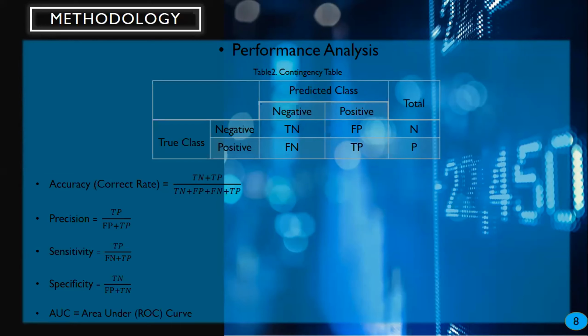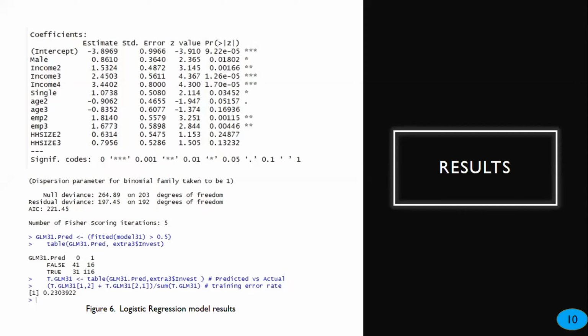So we have a short description about the performance analysis of these classification methods. As you may know, we define accuracy, precision, sensitivity, specificity, and area under curve as in these slides. And then we can go to results.